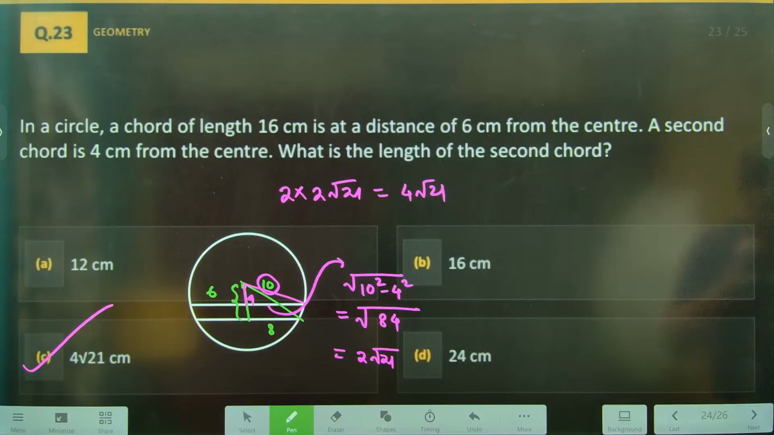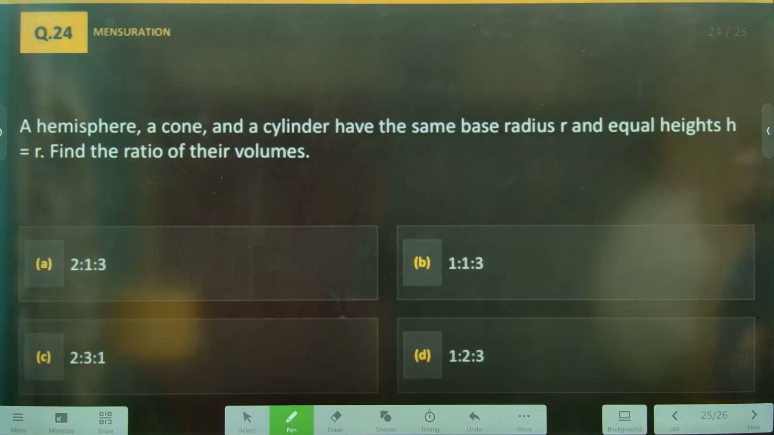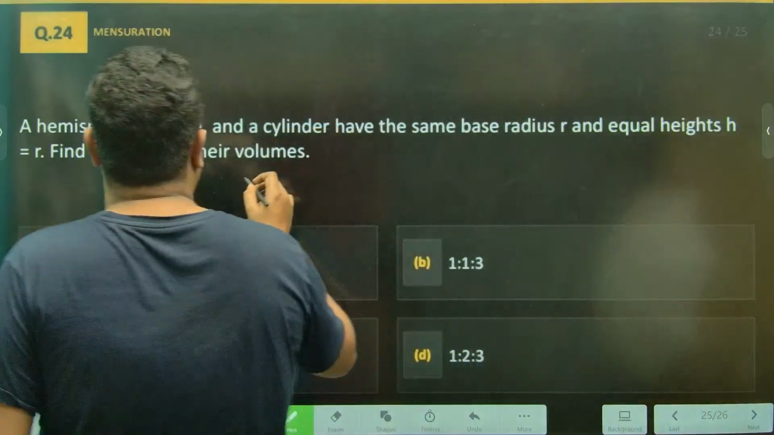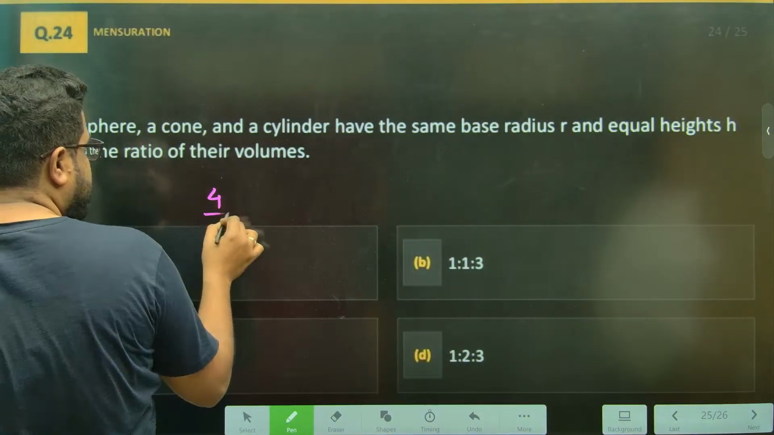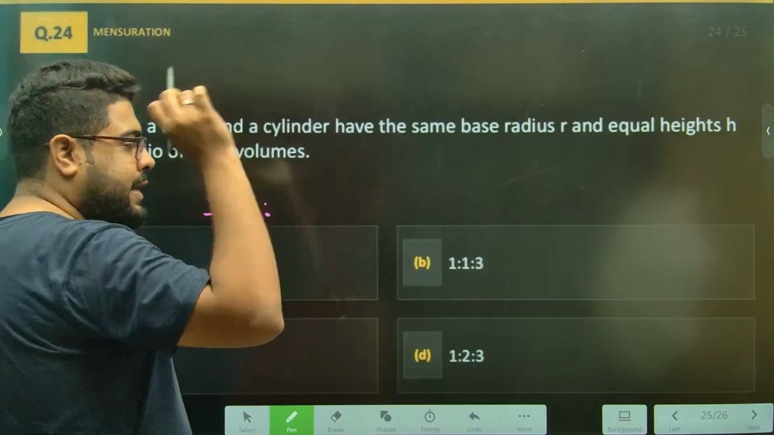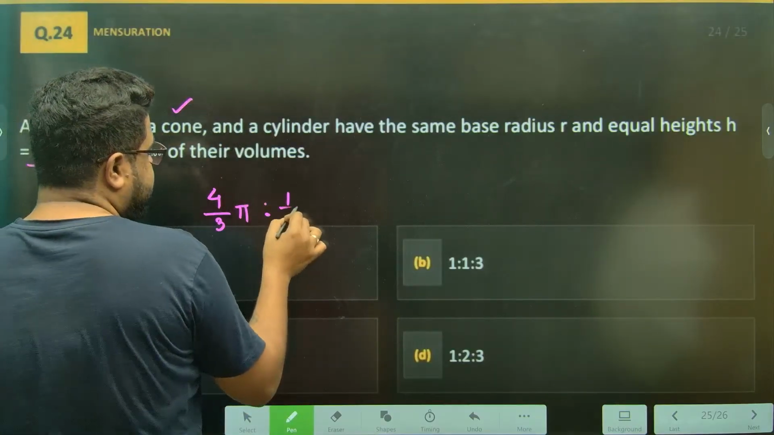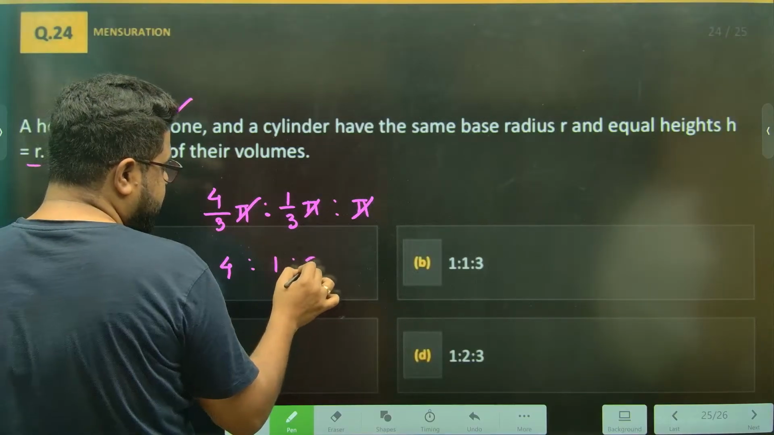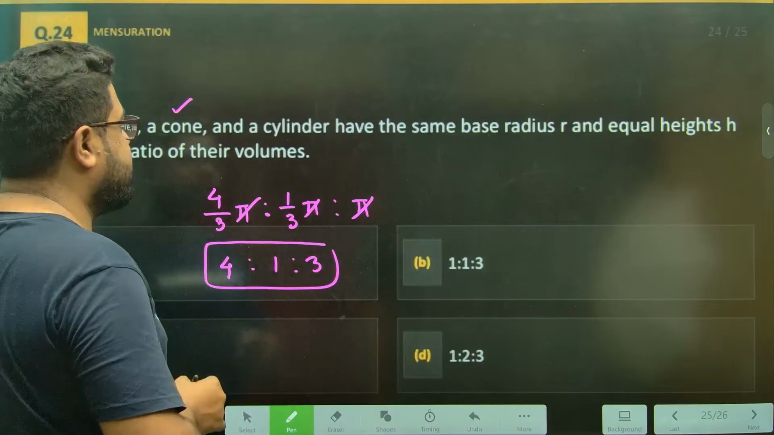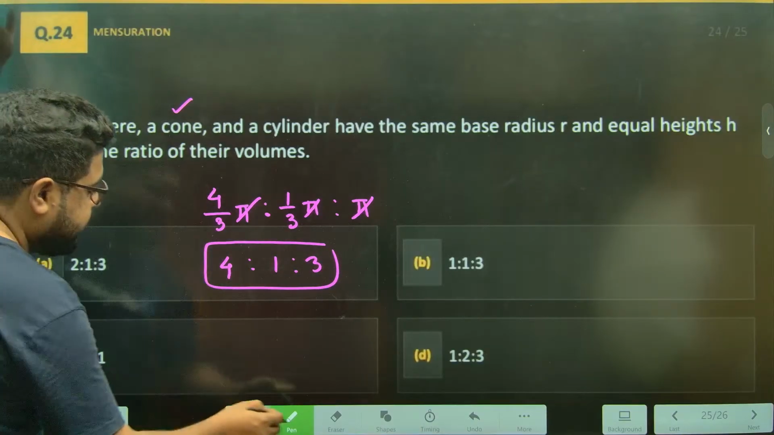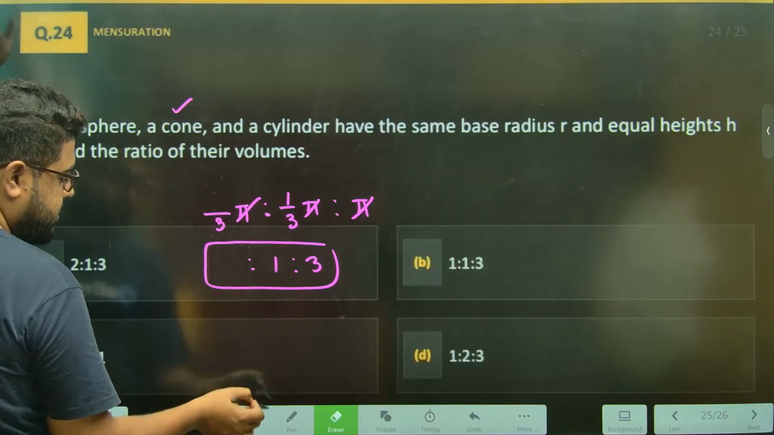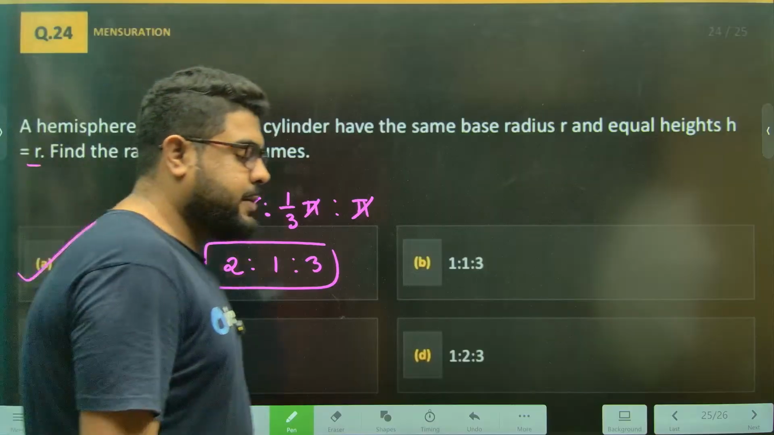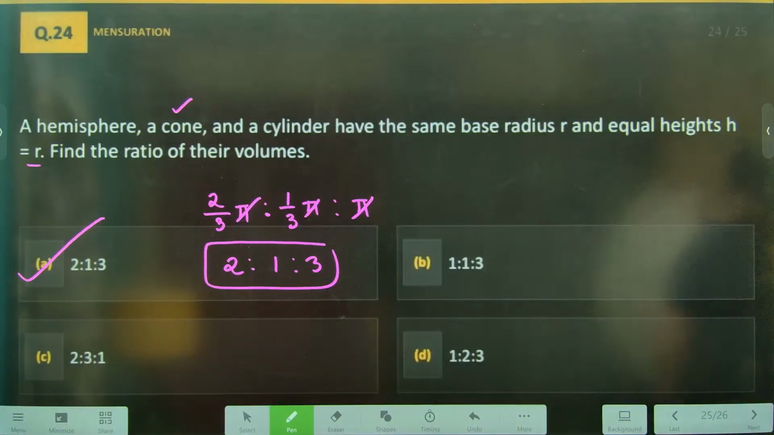Again, not a very difficult question, but a standard one. A hemisphere, a cone and a cylinder have the same base radius and equal heights. So R, H, everything is the same. Height is equal to R. So this will be 4/3 pi because the other terms cancel. Then a cone will be 1/3 pi and the cylinder will be only pi. Multiply by 3, 4:1:3 will be the answer. Sorry, hemisphere was given. Hemisphere meaning 2/3. So 2:1:3. Option A itself is the correct answer.